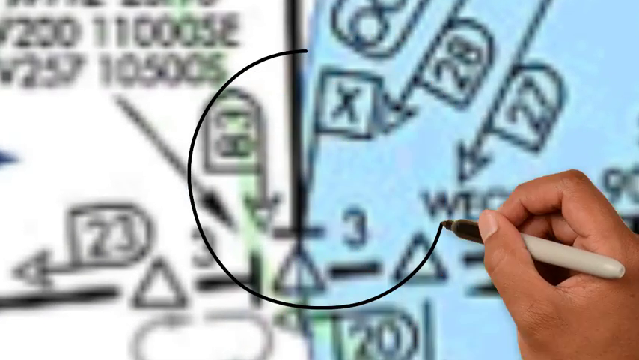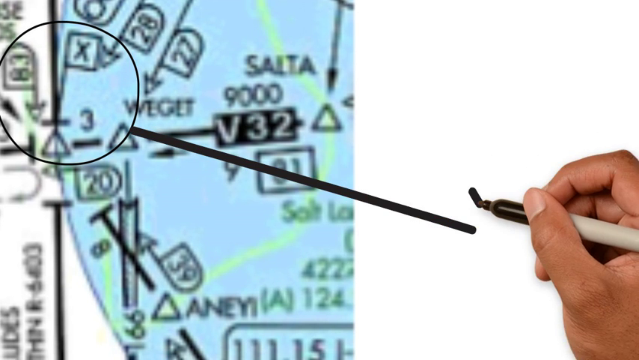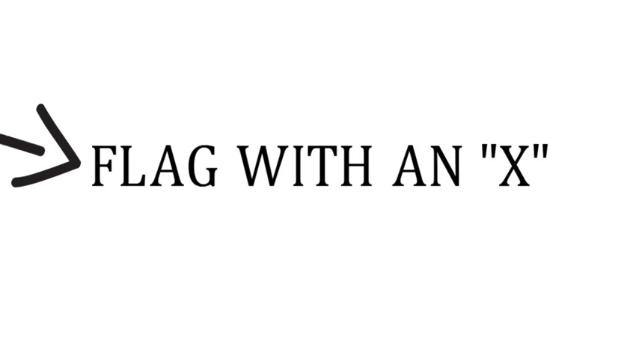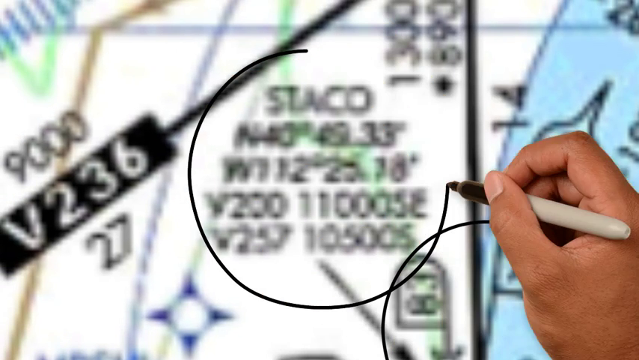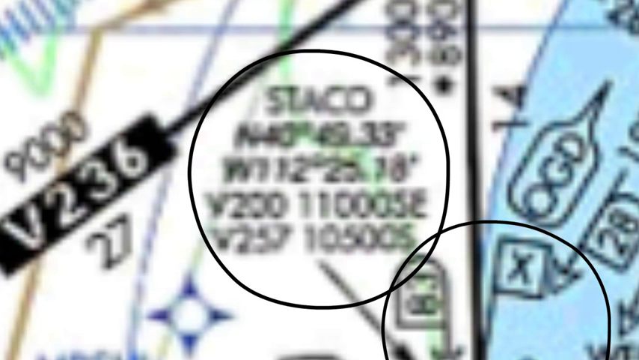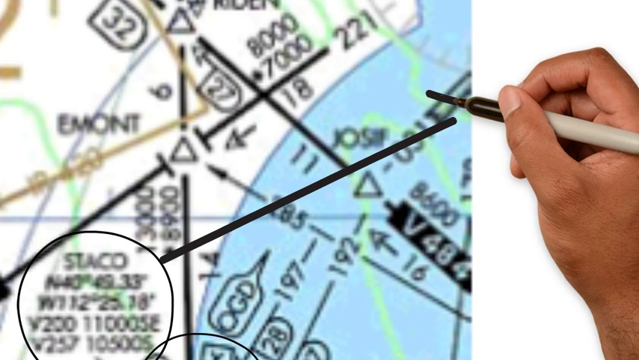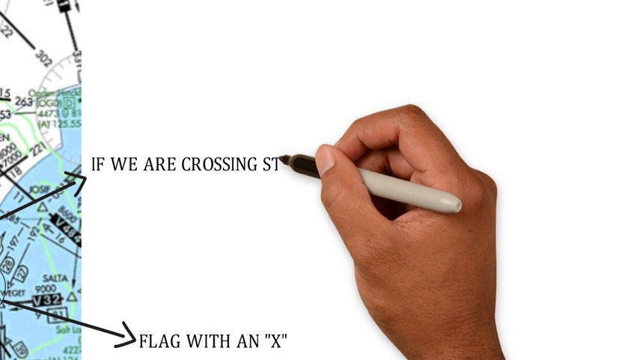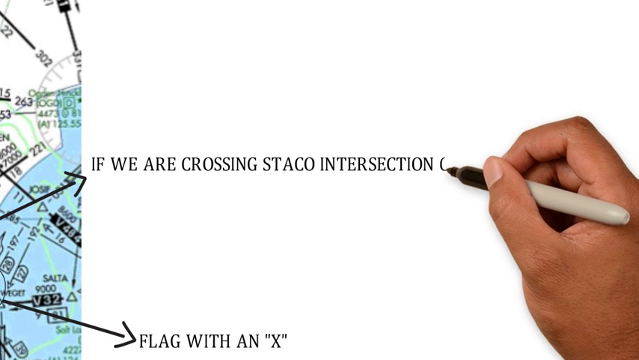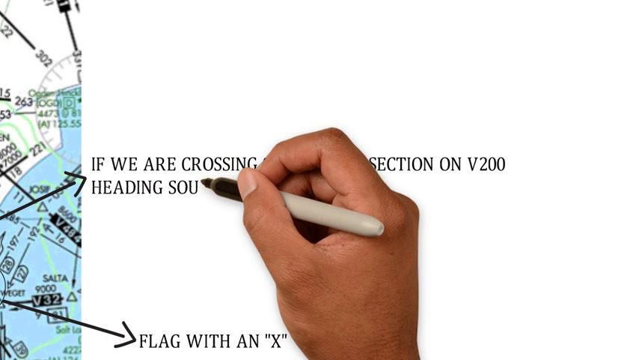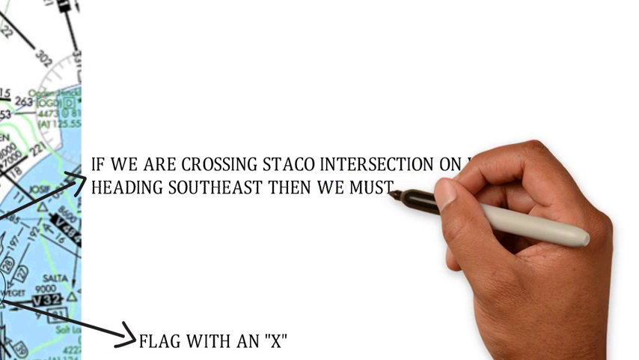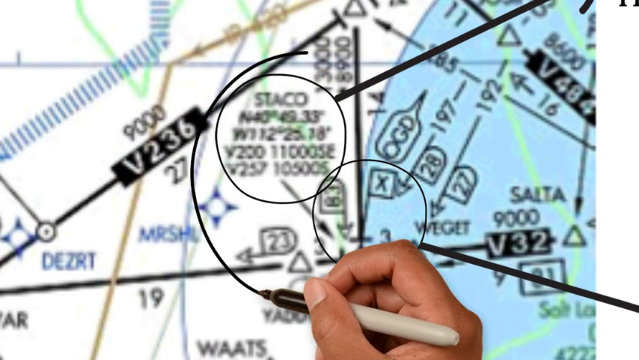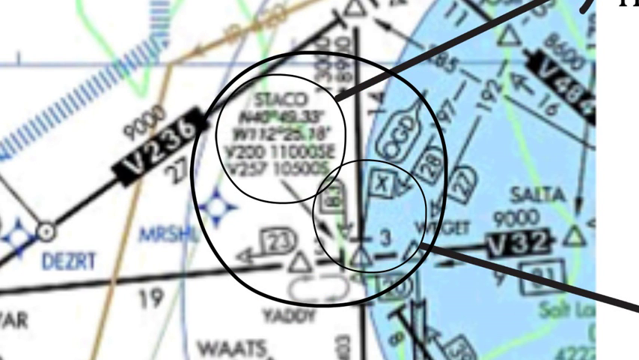So we're looking at them here. This is what they look like on the chart. They're flags with little X's in them, and that will grab your attention to show you that that is a minimum crossing altitude. We can see here at STACO, there's some information below STACO. It tells us what altitudes we need to cross depending on which direction we're flying. So in this example, if we were crossing STACO intersection on Victor 200 and we are heading southeastbound, then we'd have to cross STACO at a minimum of 11,000 feet. That'll guarantee us from hitting any obstacles after we cross STACO.